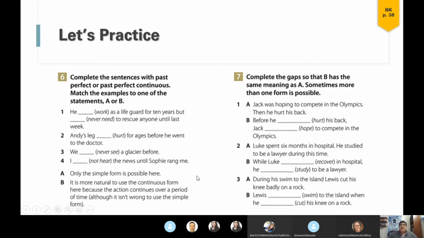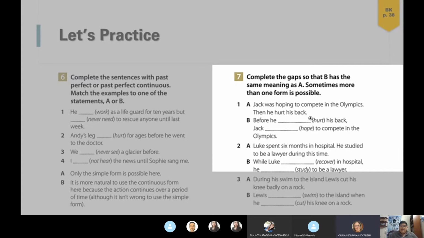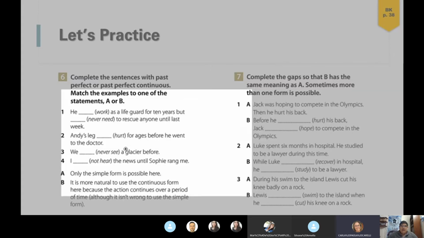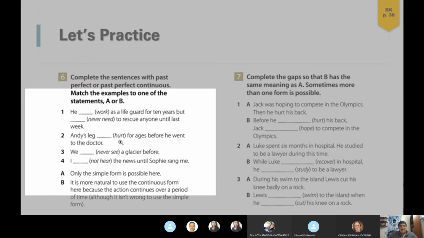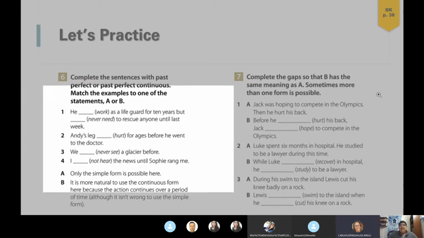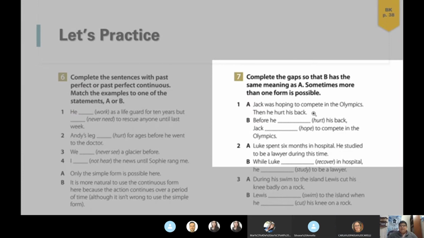It is exercise 7. Yes. Complete the gap. Teacher, number 4 is had not heard. 4. Had not heard. Yes. Heard. Okay. Remember that here is irregular.